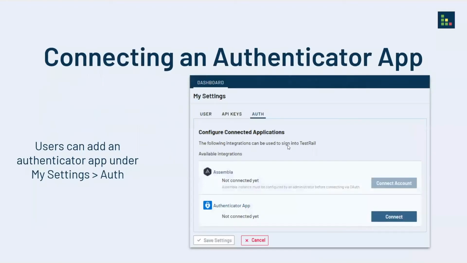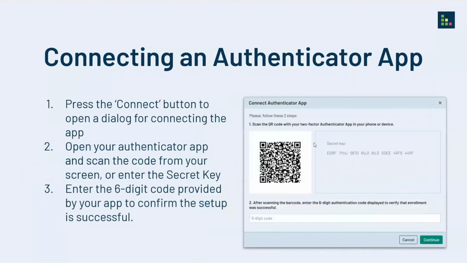So as a user, if you would like to connect an authenticator app, if you go to My Settings page, there is an Auth tab, which allows you to just connect your authenticator app. If you click on the Connect button, you will be provided with a prompt. This prompt gives you a QR code, which you can scan from your mobile phone if you are using the application on a phone. If you have the application somewhere else, say on your PC, you can use the secret key to then also do the connection and configuration.